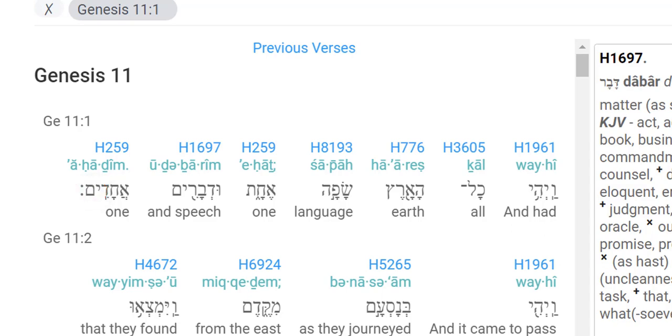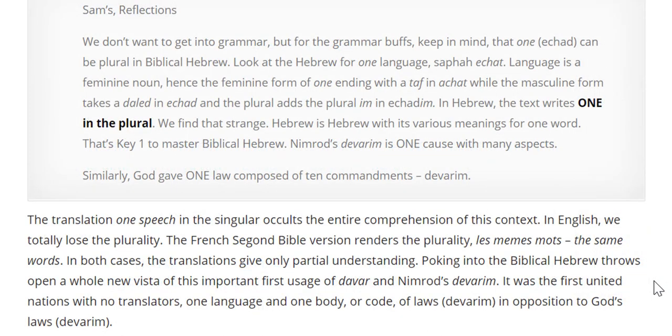In Hebrew, the text writes one in the plural. We find that strange. Hebrew is Hebrew with its various meanings for one word. That's key one to master biblical Hebrew. Nimrod's Devarim is one cause with many aspects. Similarly, God gave one law composed of 10 commandments, Devarim.